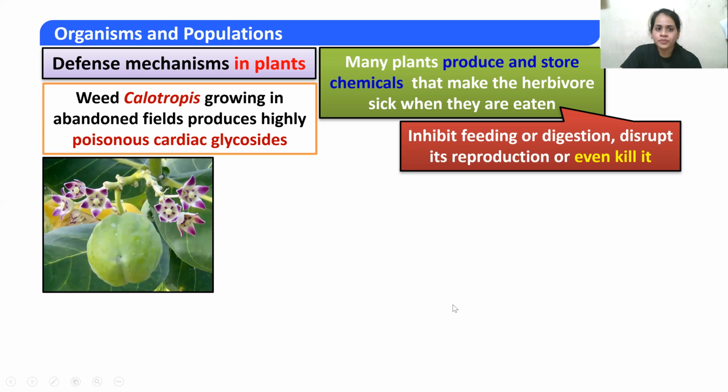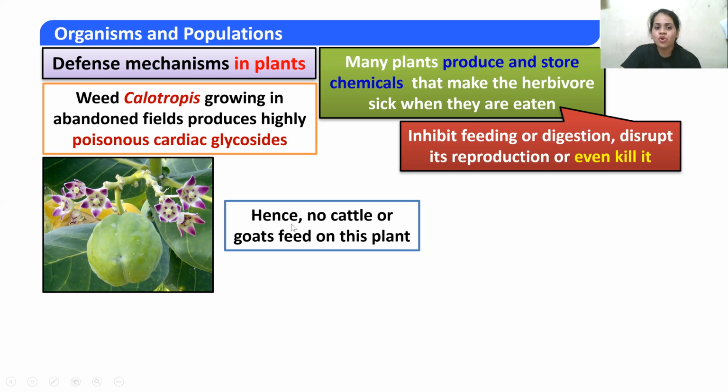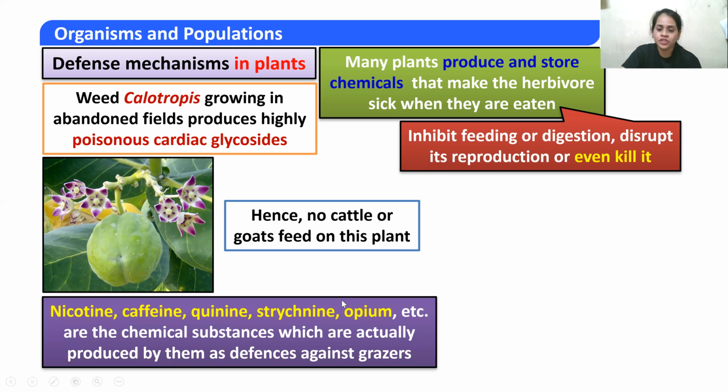Calotropis, growing in abandoned fields, produces highly poisonous cardiac glycosides. Hence, no cattle or goat feeds on this plant because it is very, very poisonous. Obviously no herbivore is going to feed on that plant because of the poisonous substance in it. Then nicotine, caffeine, quinine, strychnine, opium, etc. are the chemical substances which are actually produced by plants as a defense against grazers.